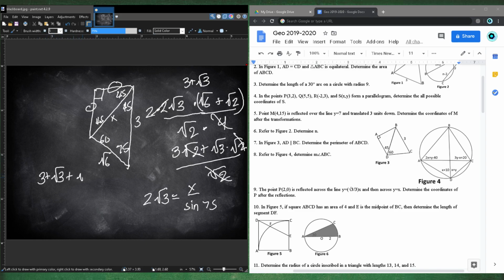Plus the square root 6, plus the 3 here, that gives us 6 plus square root 3 plus square root 6. And that is your answer for number 7. That was long.